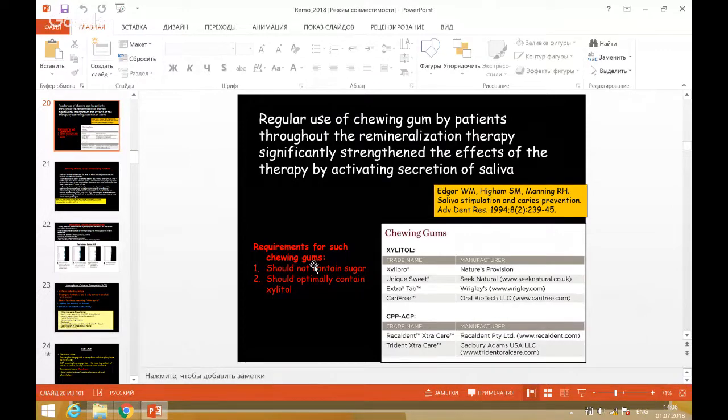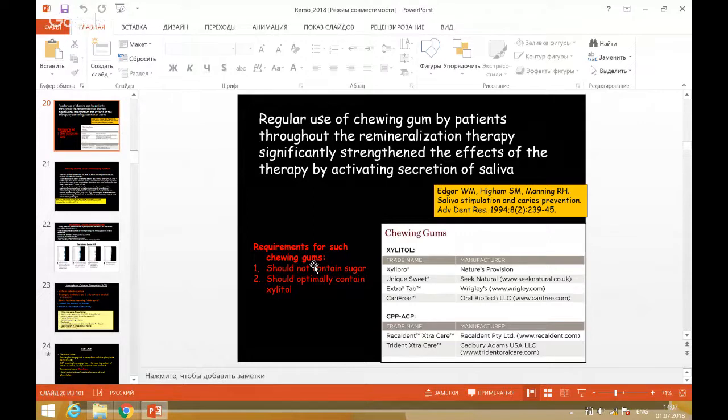I see. It's not a problem with TMG, absolutely. We recommend using two or three chewing gums per day for 5-7 minutes, no more. What is the problem with TMG?